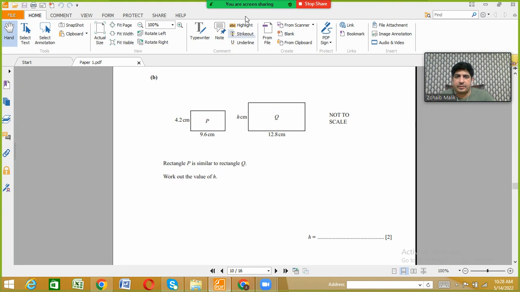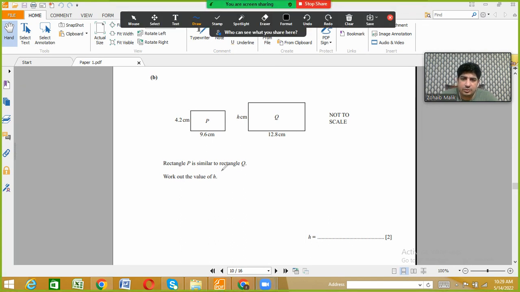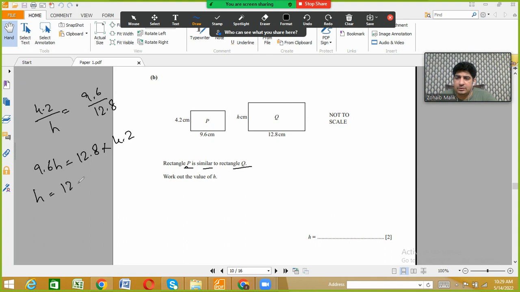Now they are asking about these two triangles, rectangle P is similar to Q. Write the value of h when they are similar. Definitely they will have the same ratio. So we can take 4.2 over h is equal to 9.6 over 12.8. Let's do cross multiplication again. 9.6 h is equal to 12.8 into 4.2. Then h would be equal to 12.8 into 4.2 over 9.6.